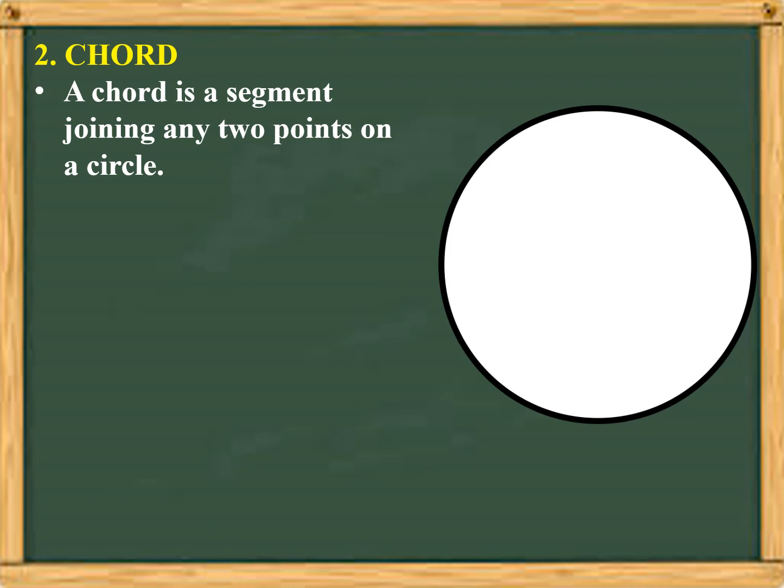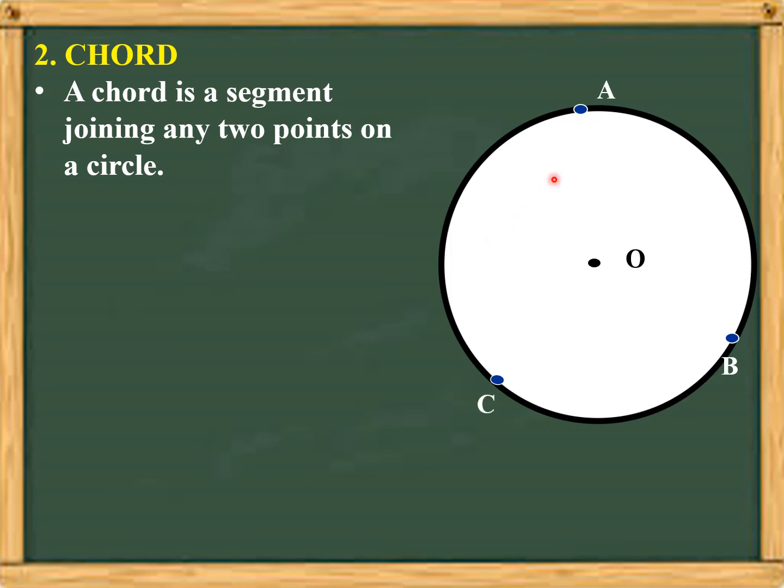Let's have now the second one, which is chord. A chord is a segment joining any 2 points on a circle. So when it comes to chord, 2 points on a circle. So ibig sabihin, hindi magiging endpoints natin ang center. So for example, we have point A, point B, point C.